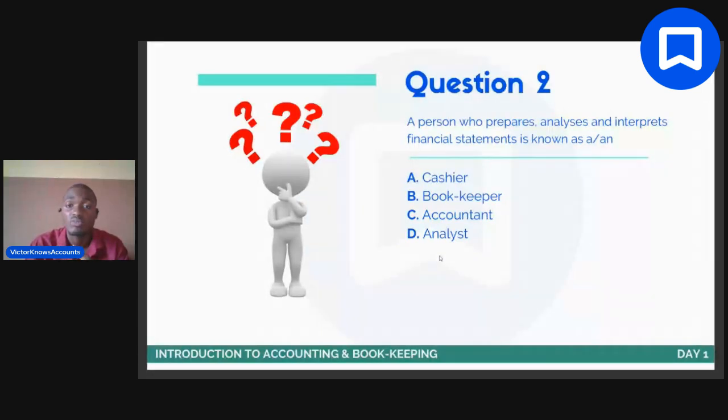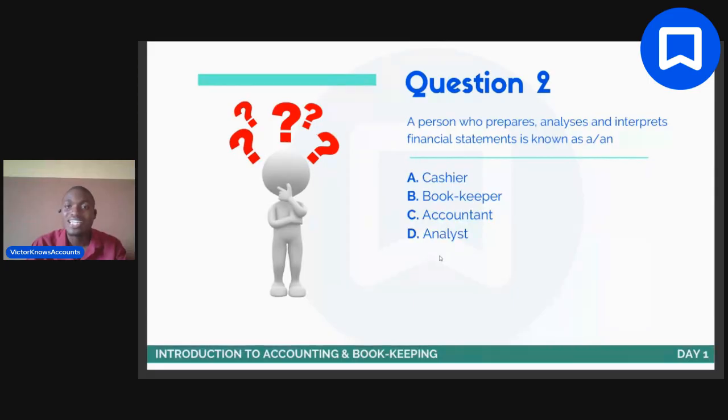Now, obviously, we did not even say anything about a cashier. A cashier will just be somebody that receives cash, that takes payment on behalf of an organization. Now, we know who a bookkeeper is. Anybody that records accounts is called what? A bookkeeper, somebody that keeps the books of an organization and participates in the bookkeeping process. And don't forget that the bookkeeping process is limited to what? Record keeping.